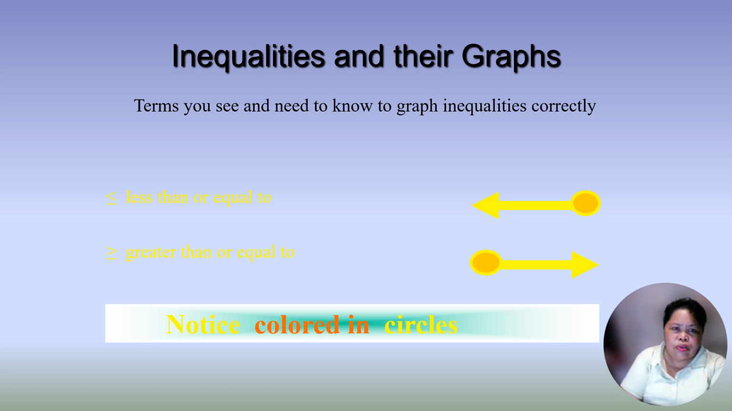We also have less than or equal to, with this symbol, and greater than or equal to. Notice the colored-in circles. If you can see, we have the equal sign, so the graph is closed.